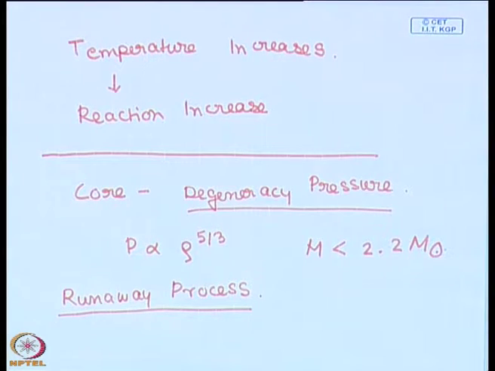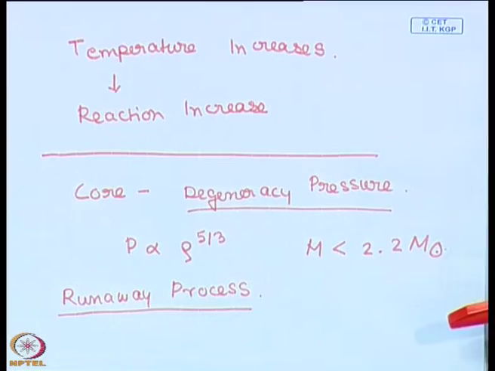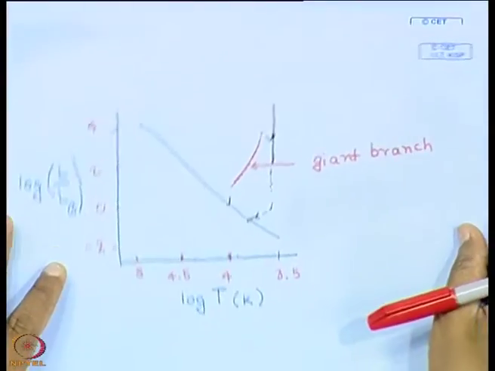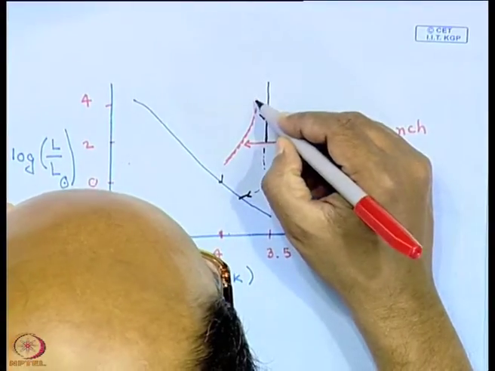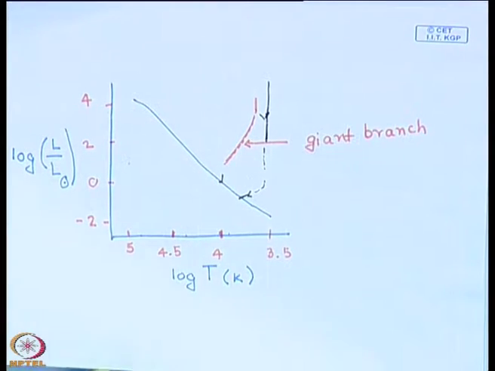So the helium reaction keeps on increasing dramatically, and you end up with what is called a helium flash. The helium burning becomes a runaway process.